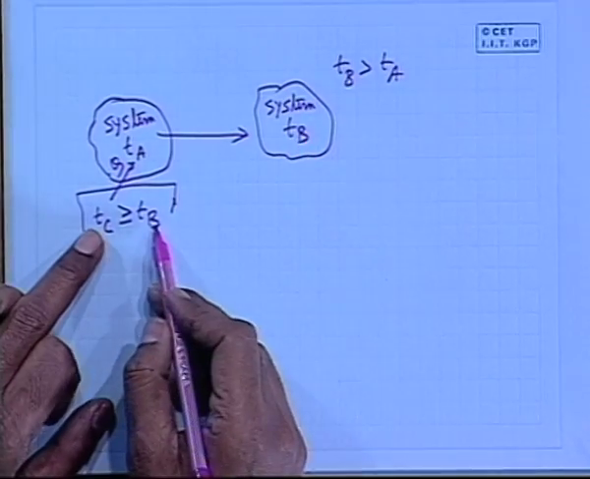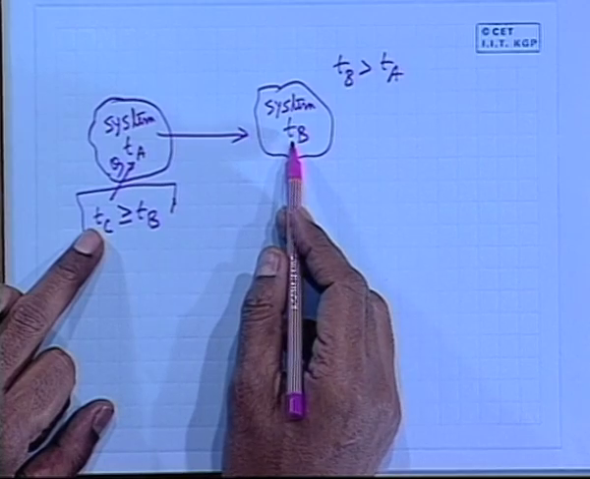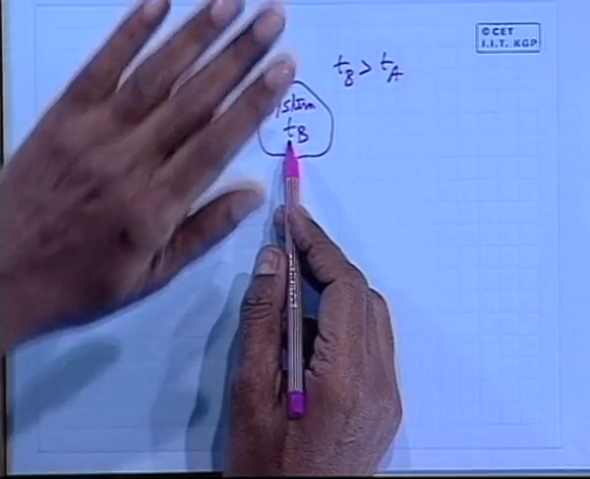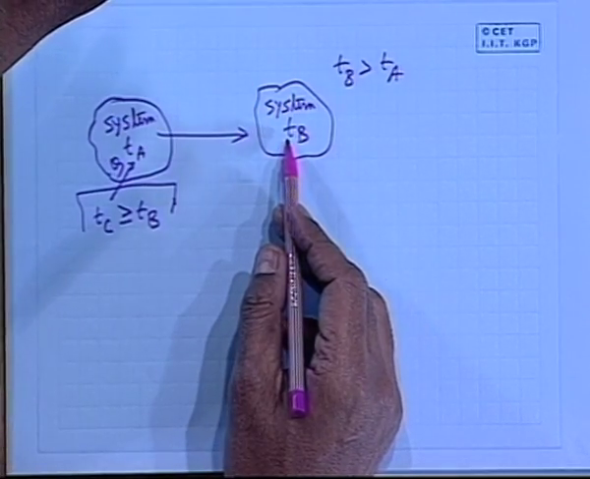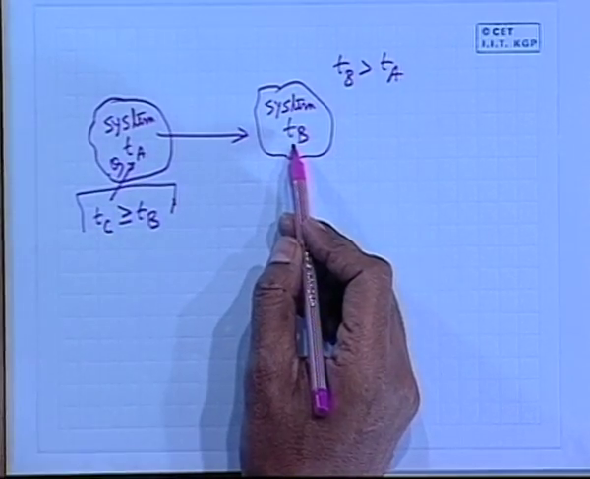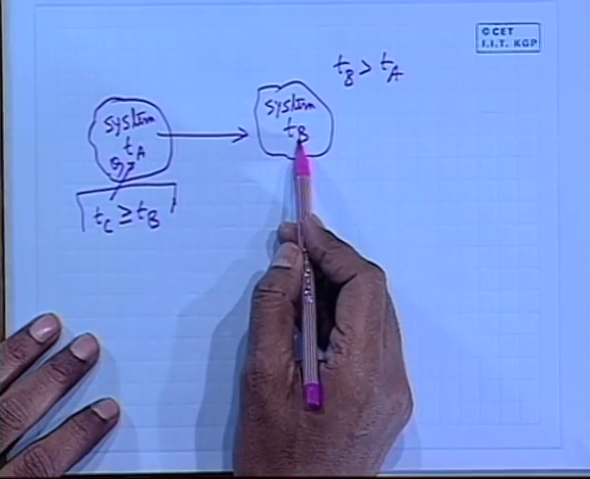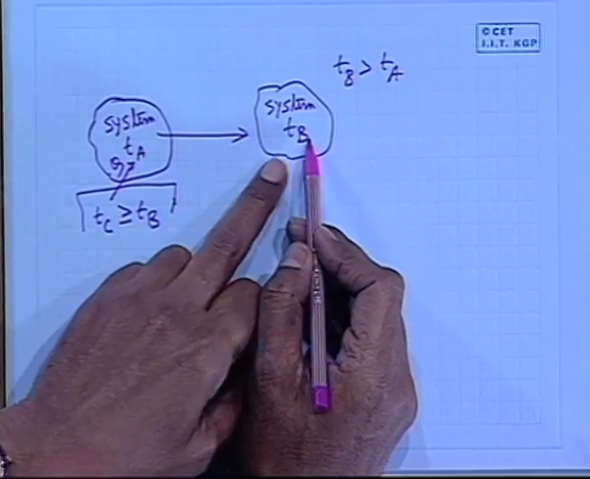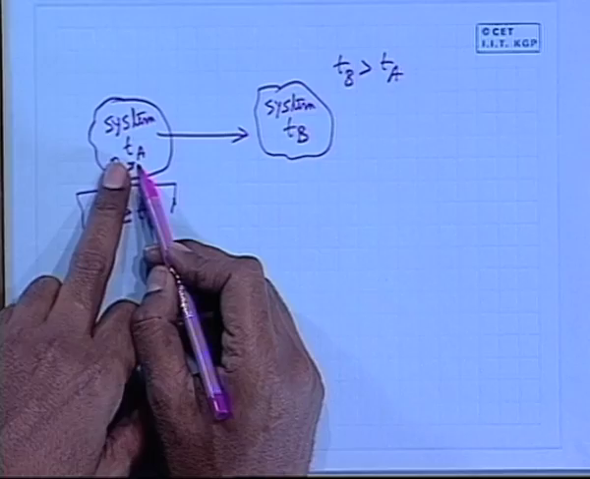So, if you make it equal to TB, then ultimately it will be a very slow process at the end, and slowly, asymptotically, it will reach the temperature TB. But in practice, what happens? This TC is much higher even than TB. So, within a small time, it is heated from TA to TB. All right. Now, if you cool it back again from TB to TA, it is permissible.